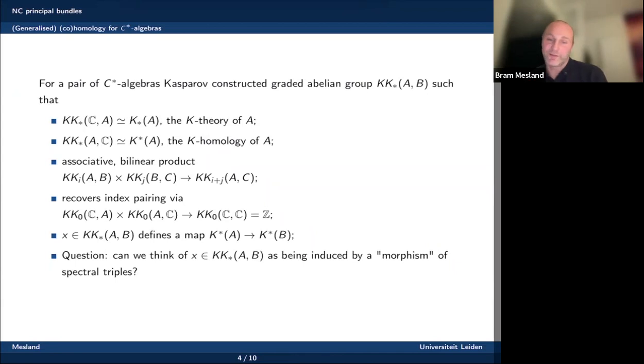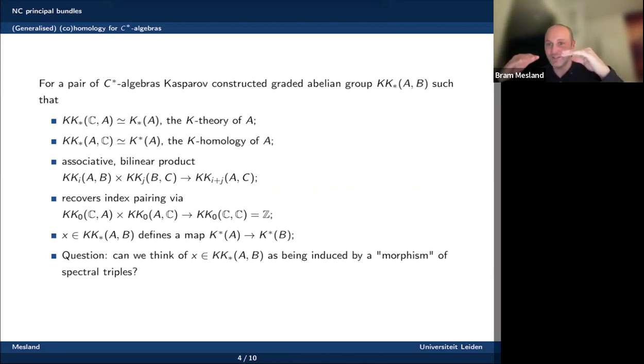And this recovers, for instance, the familiar index pairing by restricting the Kasparov product to the KK groups of (C, A) and (A, C). So what's important here is that as soon as I get an element in a KK group, so that's in the second to last slot here, then I get a map between K-theory and K-homology groups.